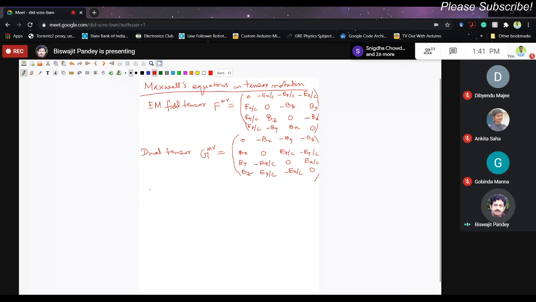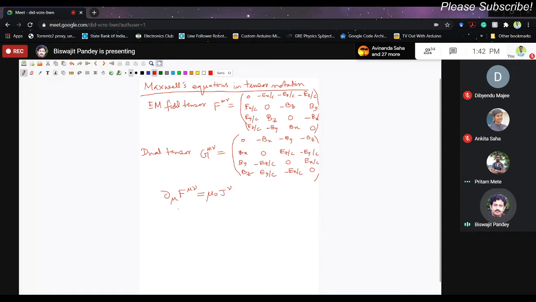You can just write down del mu F mu nu is equal to mu 0 J nu, where J nu is the 4 current density. And since we know that the 4 current density has 4 components, the first component, the time component, is the charge density, and the other space components are the current density. So naturally, you have all the source terms contained inside this 4 current density. You don't need to worry about whether I have charge density or whether I have current flowing there. Everything is inside J nu.